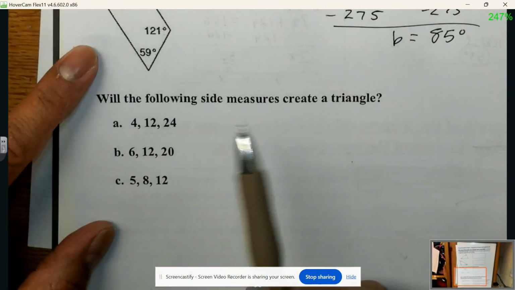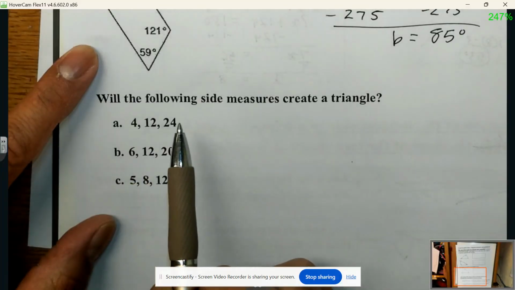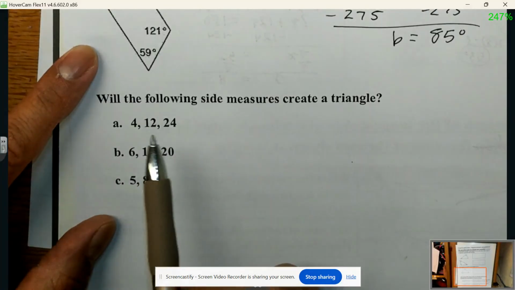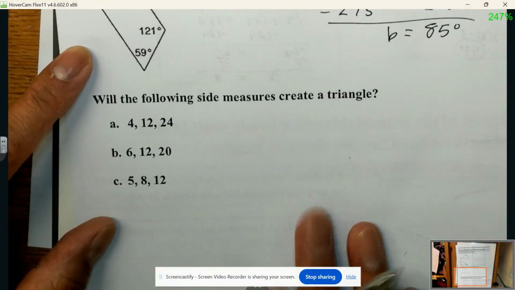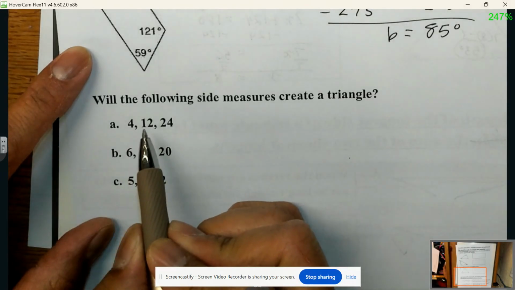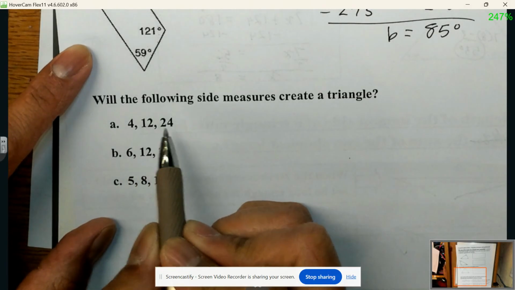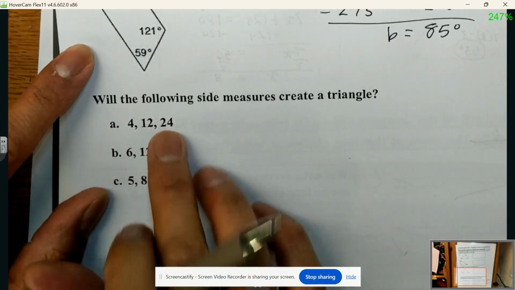Okay, so on this next part, we're saying these are three possible sides of a triangle, the measurements. Would we be able to create a triangle in these situations? So A, the short side's 4, middle side is 12, and the long side is 24. Could that make a triangle?